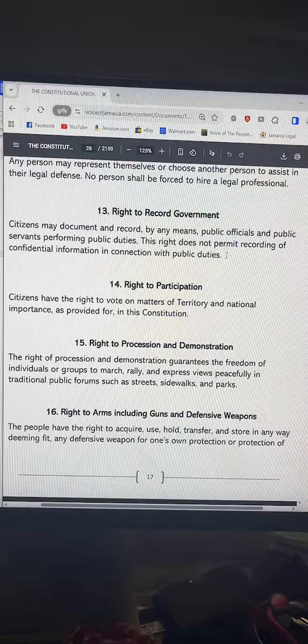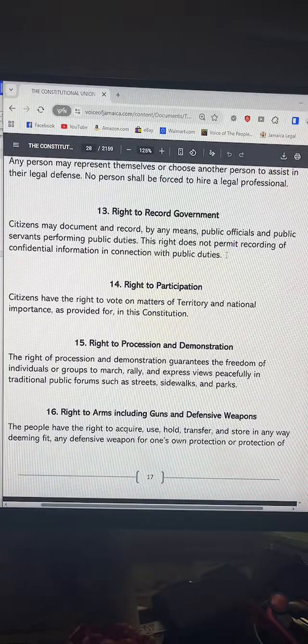So, for example, if you have somebody working at a desk, you can record them doing their work, but you can't turn your phone upon the information that they're working on, right? You can't go record them in the bathroom and things like that. It has to just be in a normal public space, right?